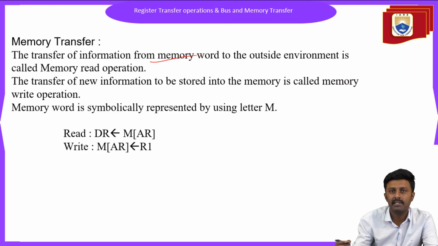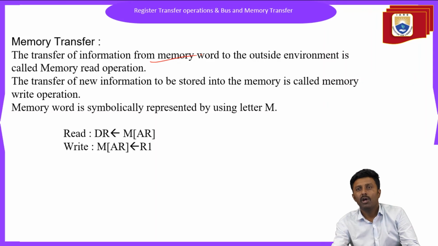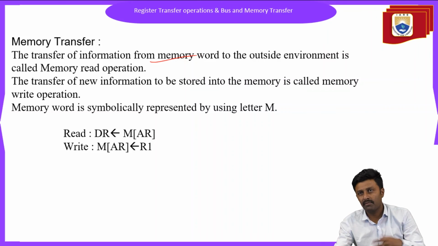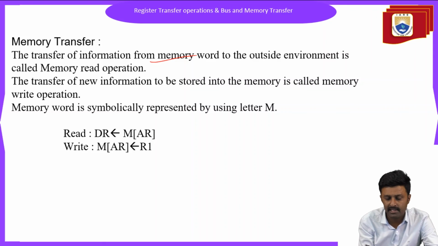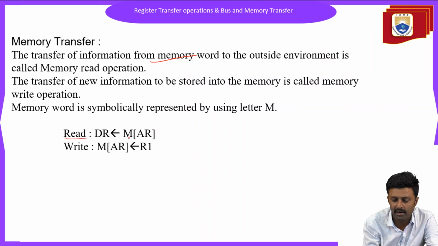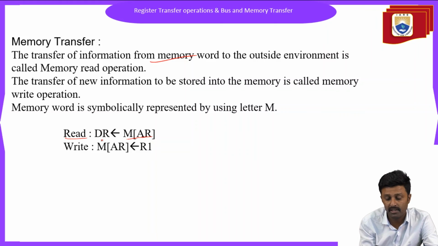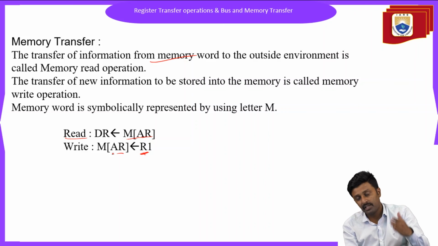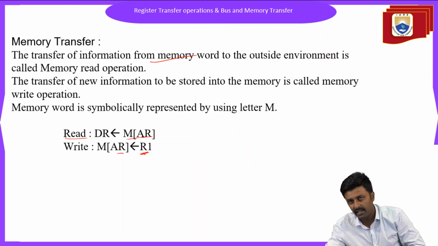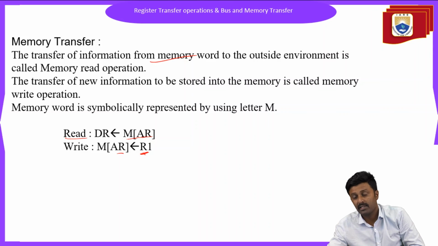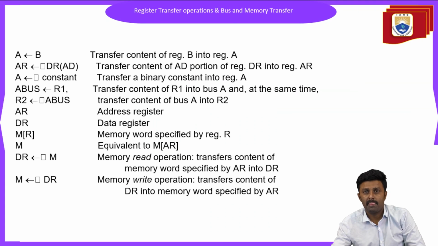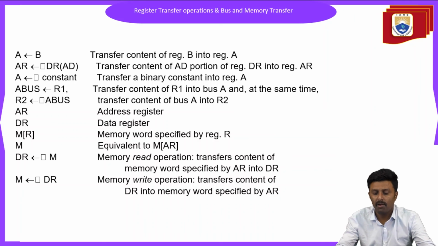We have already seen the two types of memory operations, read and write. The transfer of information is from memory to the word. To summarize, in the read operation, the content of the memory location is read, and the content from AR is moved to the data register. Whereas in the write operation, the content from a register is moved to the AR, which is stored in a particular location in the main memory. So this is the summary of the operations.